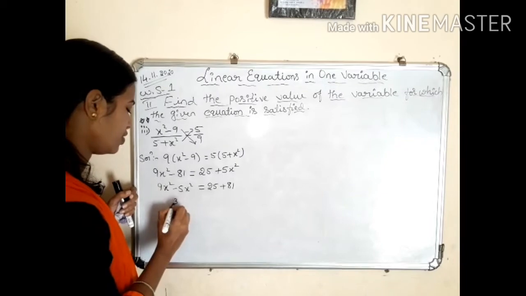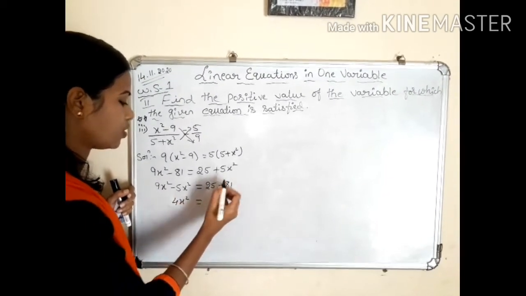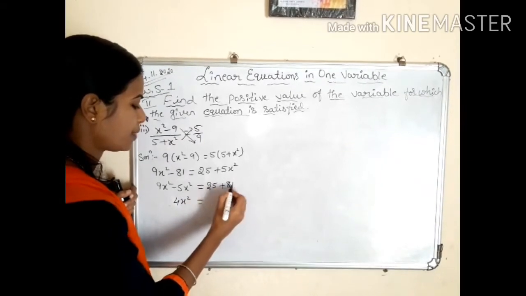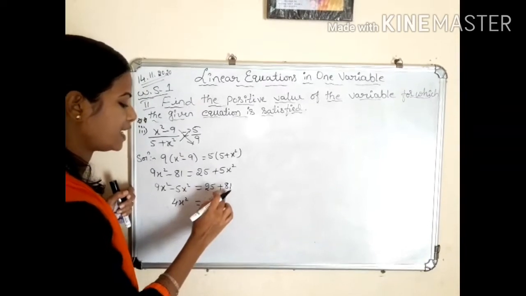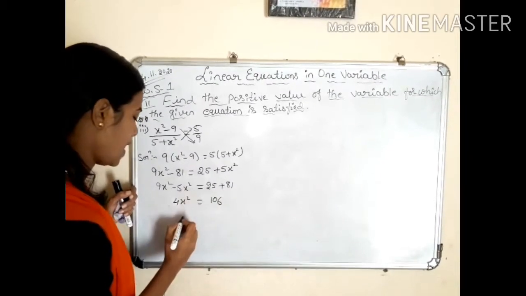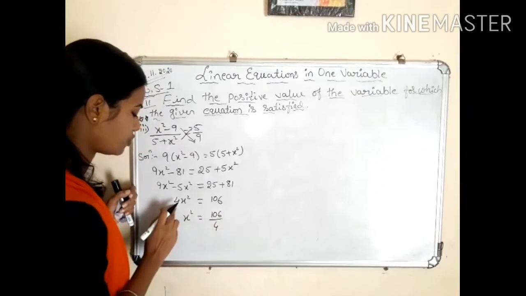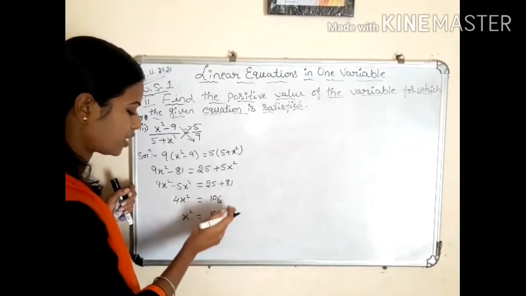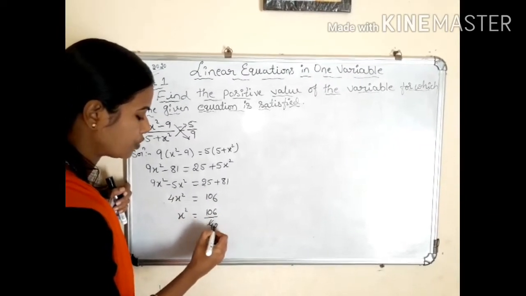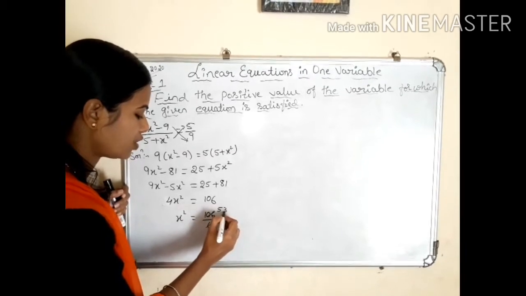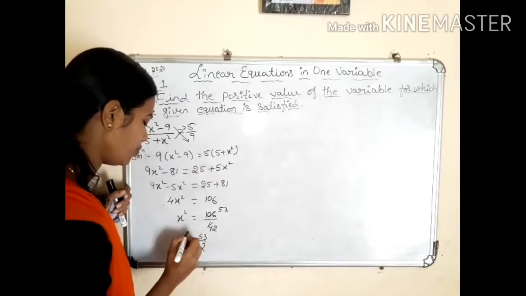9 minus 5, 4x² is equal to 25 plus 81, you will get 106. x² is equal to 106 divided by 4 because 4 is multiplied with x². When you take it to the RHS side, it becomes division. Now go for cancellation. 2 twos are 4, 2 fifties are 100, 2 threes are 6. x² is equal to 53 by 2.